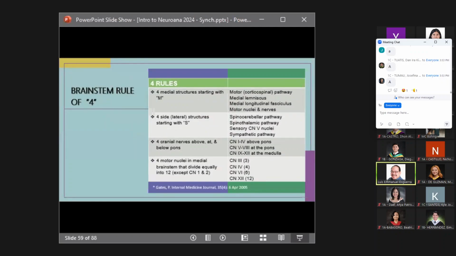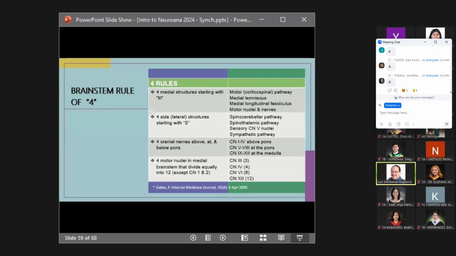So the four medial structures start with the letter M. Medial, M: Motor pathway, the corticospinal tract, medial lemniscus, medial longitudinal fasciculus, and motor nuclei. So the motor nuclei are medial. On the side, or lateral, are the sensory ones: sensory, sympathetic, spinothalamic, spinocerebellar.